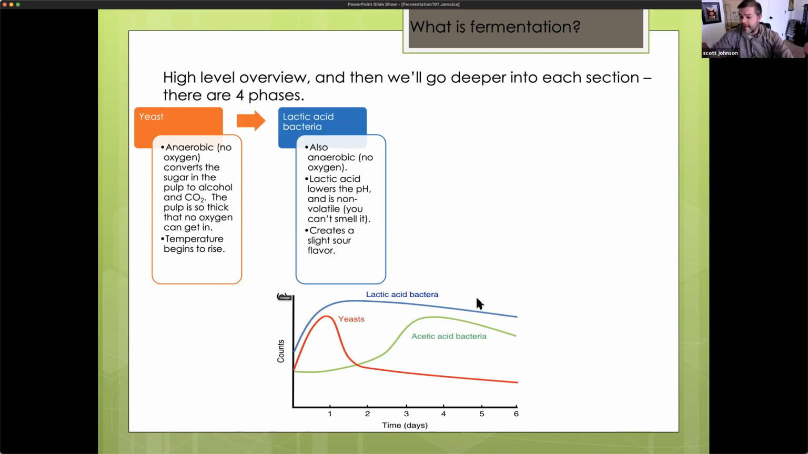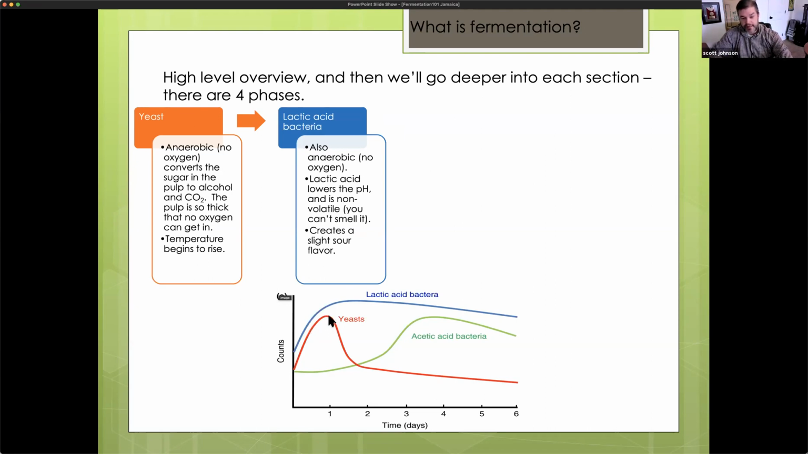But that temperature rise is really important because it will allow the next stage of fermentation to happen, which is what we're going to call the lactic acid stage. So you can see on this chart, generally speaking, early on, you've got your yeast fermentation, right? So this red line corresponds to this red box over here.